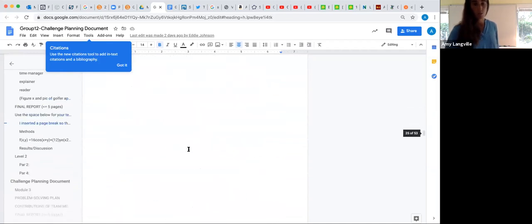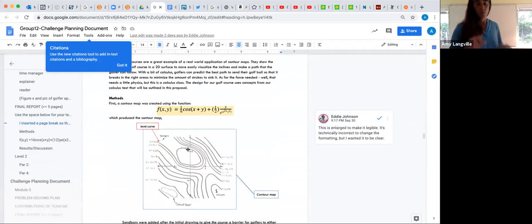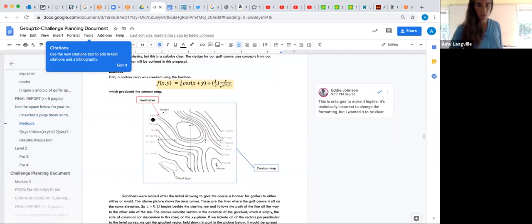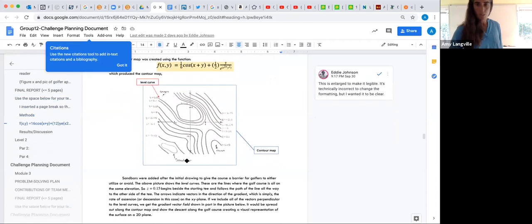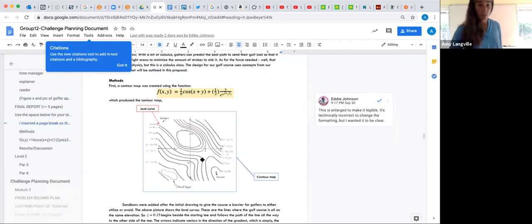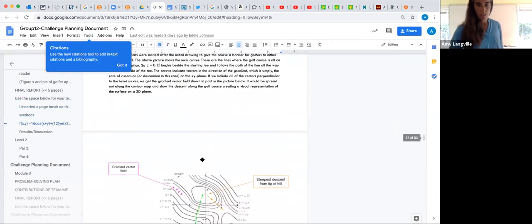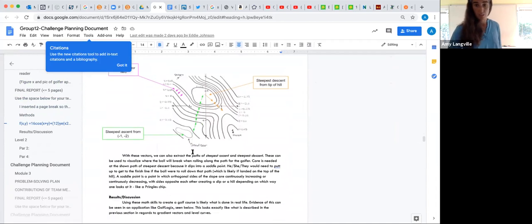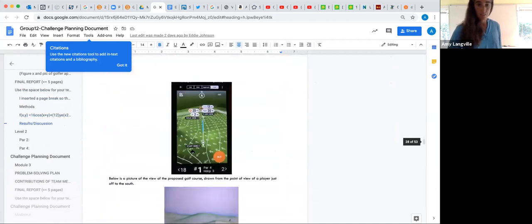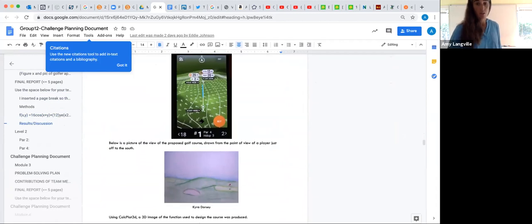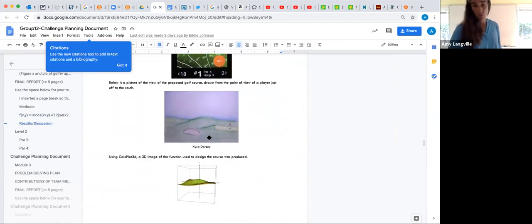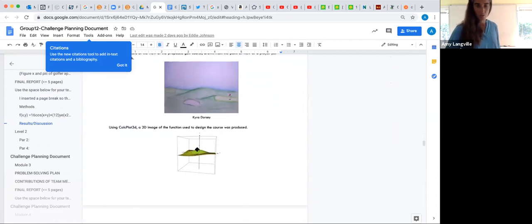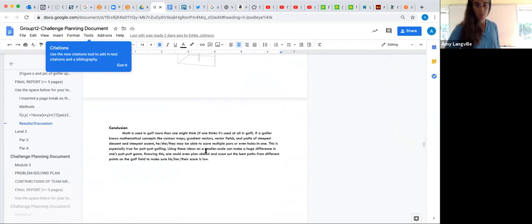Okay, here's the final report, which they always do a beautiful job with the graphic design and making it look so clear and easy to see, labeling things. This was the contour map, these are level curves. The equation that they used that created this was really cool to find. And then they started labeling these gradient vectors on there, steepest ascent, steepest descent, to show how this compares with golf applications. And then again, Kyra shows this beautiful sketch of what the course would look like, and then the actual CalcPlot 3D image that they used.